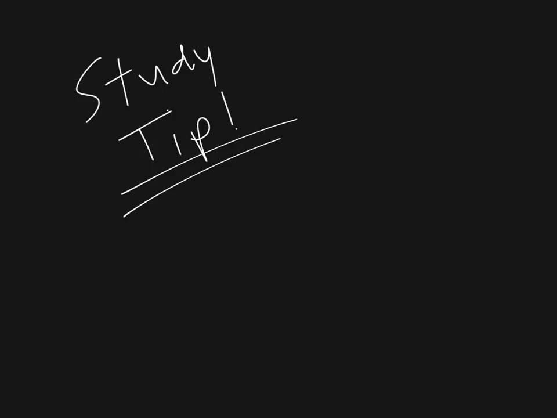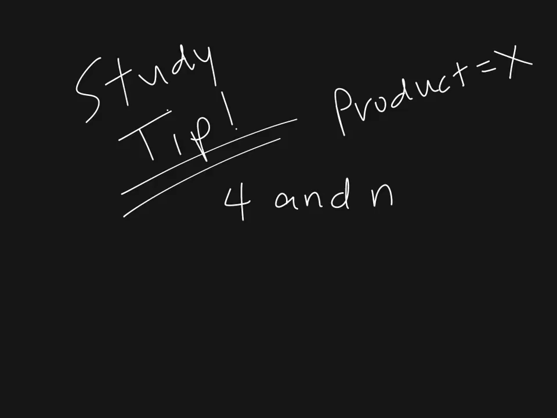Here's a quick study tip for you. You can write the product of 4 and n in several different ways. So product equals multiplication. So you can write it like this: 4 times n, 4n, or 4 times n with parentheses.